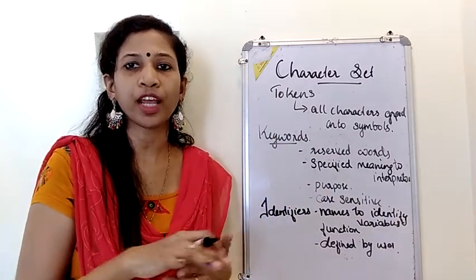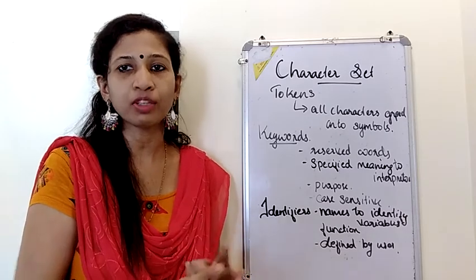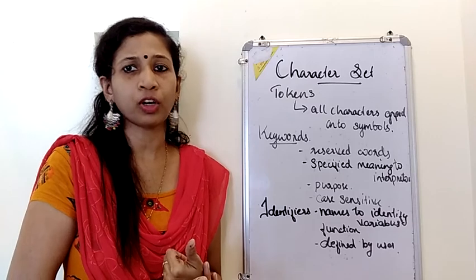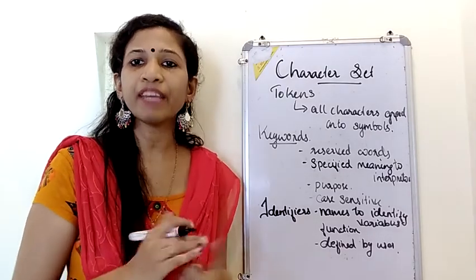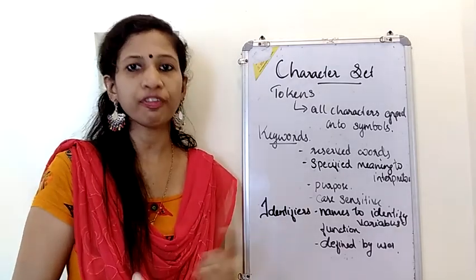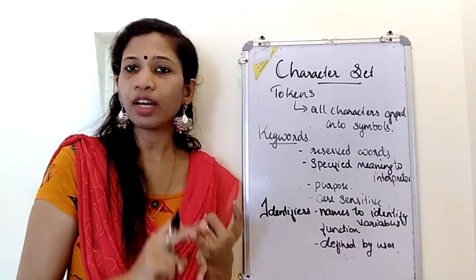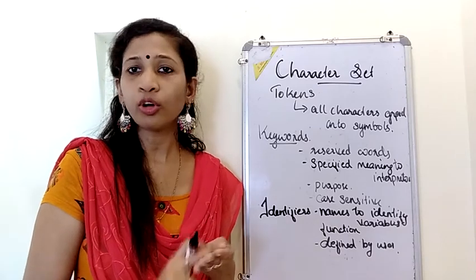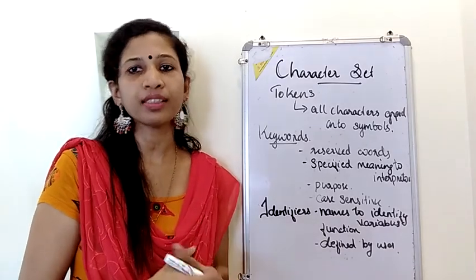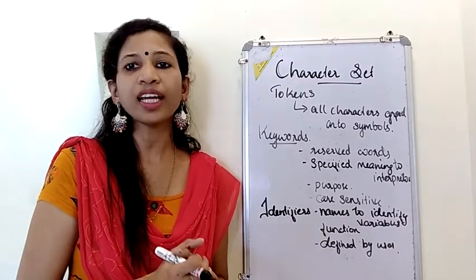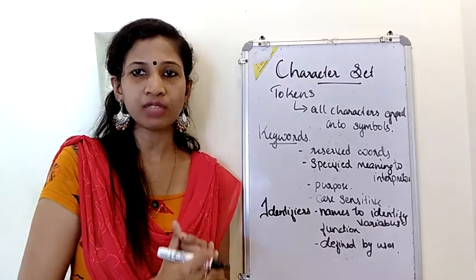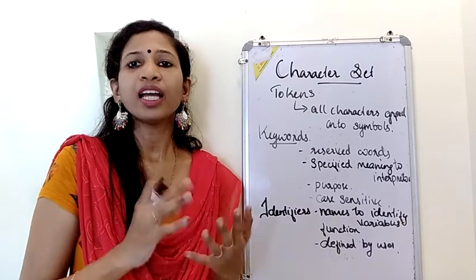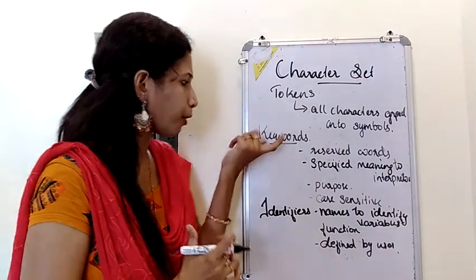For framing a program we need different types of tokens. There are mainly 5 different types of tokens. First one is the keyword, second one is the identifier, third one is the punctuator, fourth one is the operator, and fifth one is the literals. These are the 5 different types of tokens which are used for framing a program.